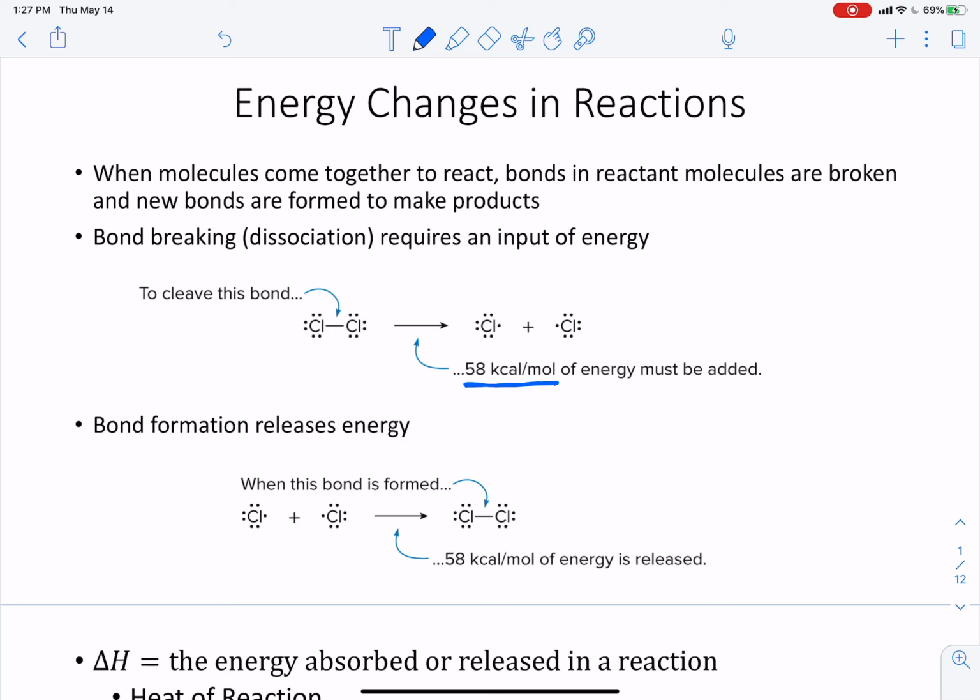Now, if we have regular old chlorines that have 7 valence electrons and they come together to share 2 electrons and form a covalent bond, what happens is we get 58 kilocalories of energy released per every mole of chlorines that form a Cl2. So 58 kilocalories of energy released here, so it's going out. And when we break the bonds, we have 58 kilocalories per mole that has to be added into the system.